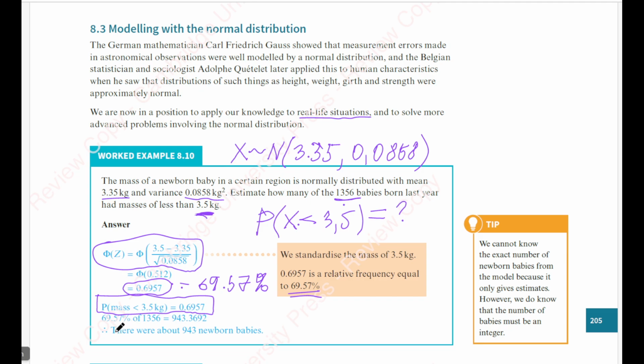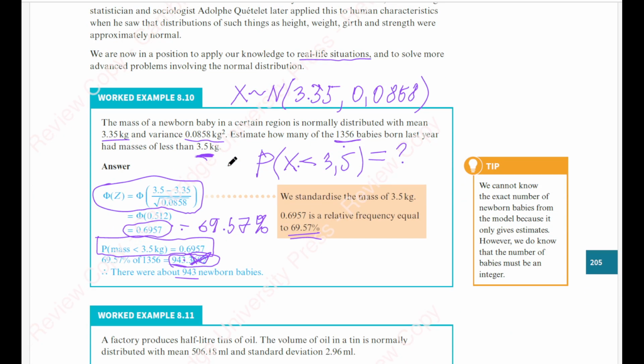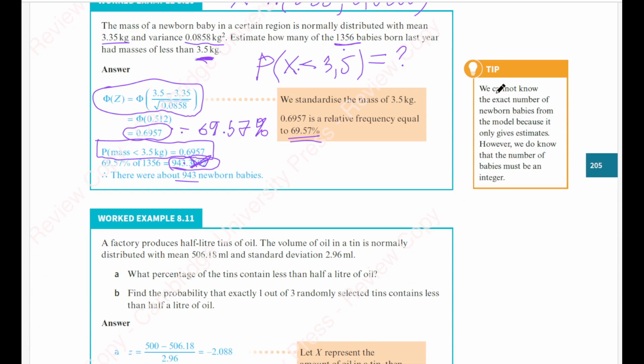Now you just need to multiply this share by the total number, and you will get the result. If you get something not an integer, of course you cannot take a part of a baby, so only the integer part matters. And the answer is 943. I hope it's understandable. The tip is that we cannot know the exact number of newborn babies from the model because it only gives estimates. However, we do know that the number of babies must be an integer. This is important.